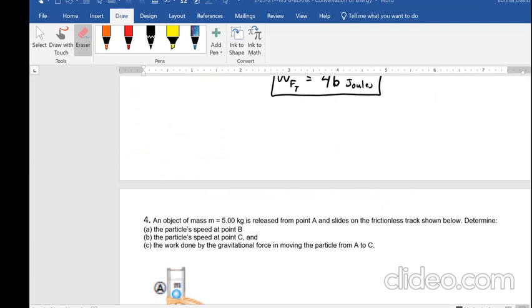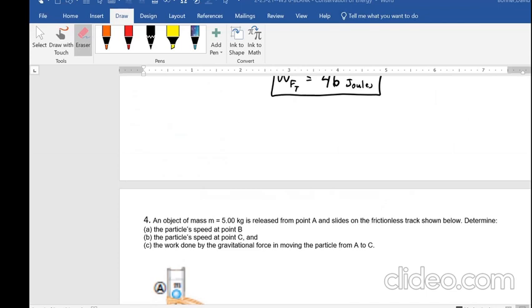This is in modules too, in case you want to follow along, but we have an object that's mass 5 kilograms. That's already standard units, so that's good. It's released from rest at point A, and it goes down this frictionless track. No friction is nice. That means there's no work done by friction. We want to know the speed at B, the speed at C, and then the work done by gravitational force.